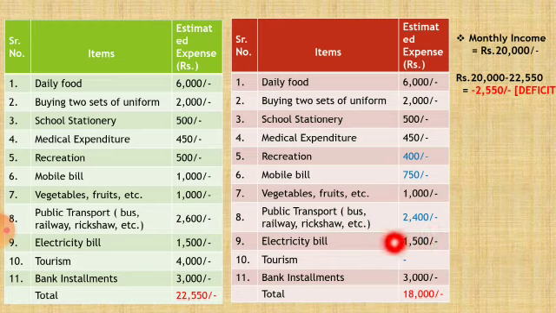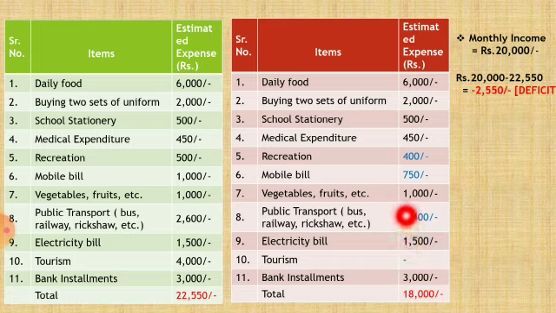And now, if you observe, tourism expense I have nullified. I have not considered tourism expense at all. As I said, tourism is going for a vacation, and it is not necessary to go for vacation every month. I can go for a vacation either once a year or twice a year. So I have nullified the tourism expense. Bank installments remain the same.